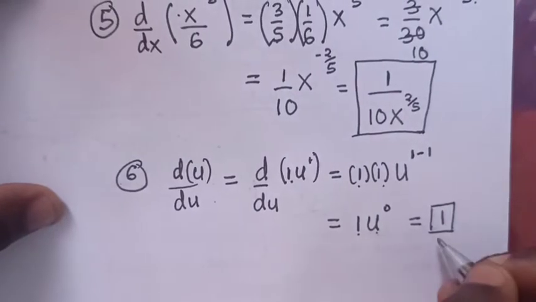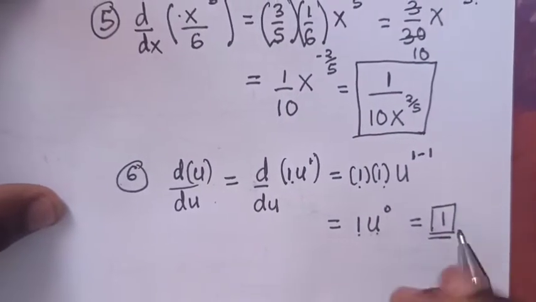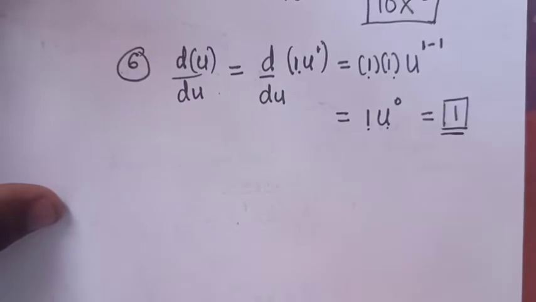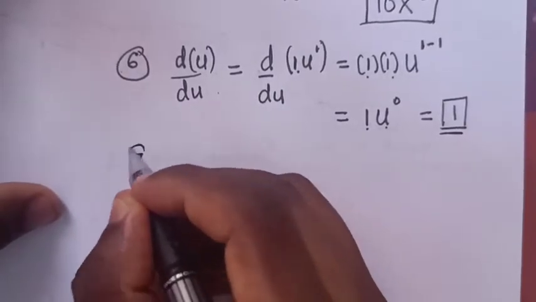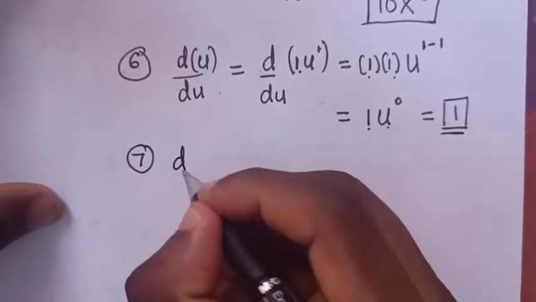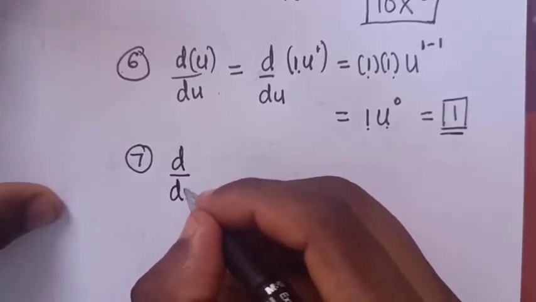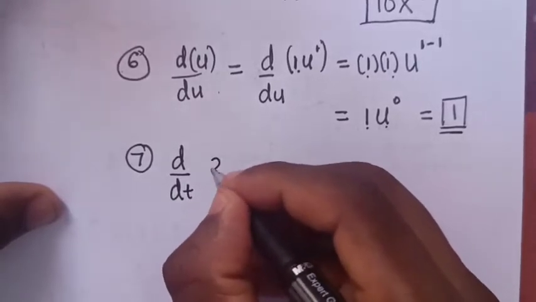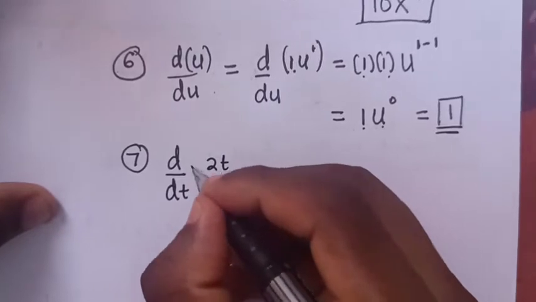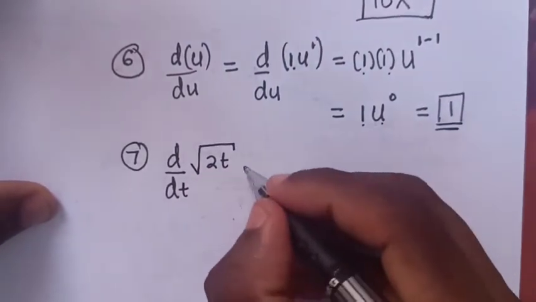So you should note that u power of 0 is 1. Let's go to example. Hope it's clear. Let's go to example 7.